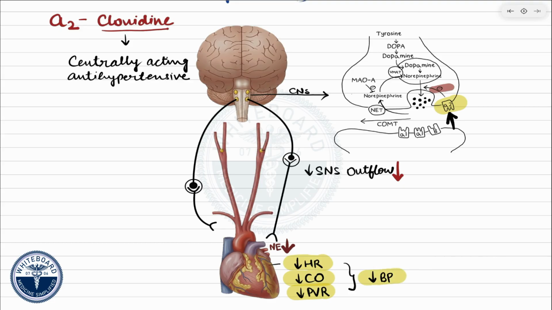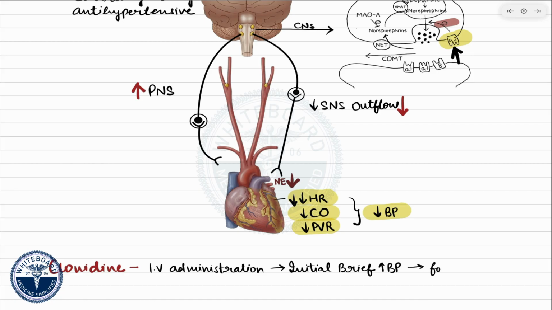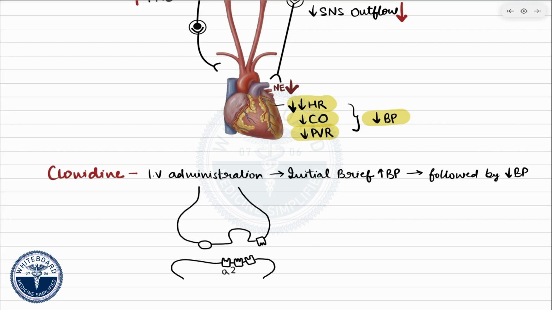At the same time, clonidine also increases parasympathetic vagal activity, which further contributes to the slowing of the heart rate. One interesting point about clonidine is that if it is given intravenously, it may produce a brief transient increase in blood pressure before the blood pressure begins to fall. Why does this happen? Before clonidine enters the brain, it first reaches the systemic circulation where it can stimulate postsynaptic alpha 2 receptors present on vascular smooth muscle.